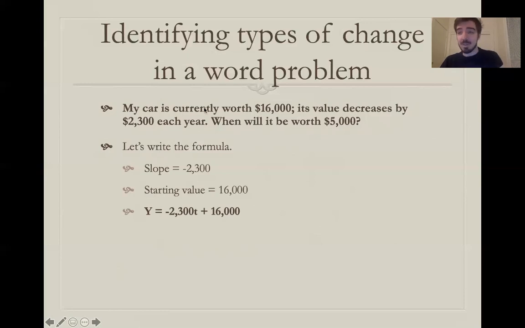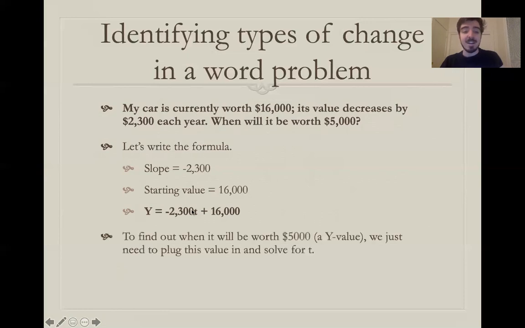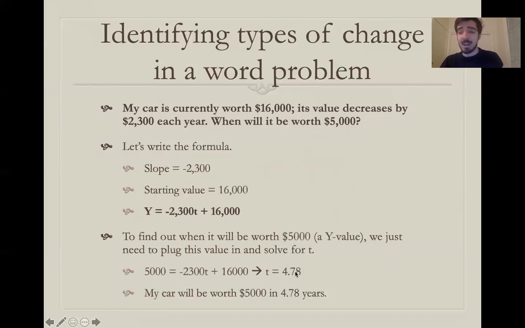Now, that wasn't actually what they asked us here. When will it be worth $5,000? Well, that's going to be a y value, right? We want to plug that on the left-hand side, because it wouldn't make sense to plug in for time. If we do that, we can solve for t to be 4.78. So for about 4.78 years, just under 5 years, your car will be worth $5,000.